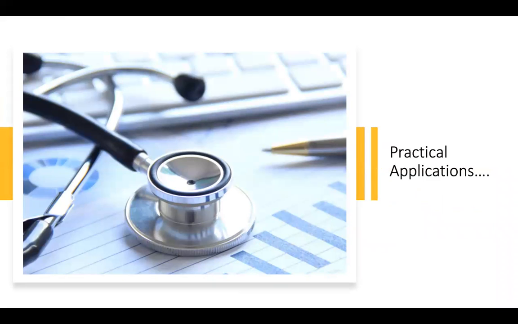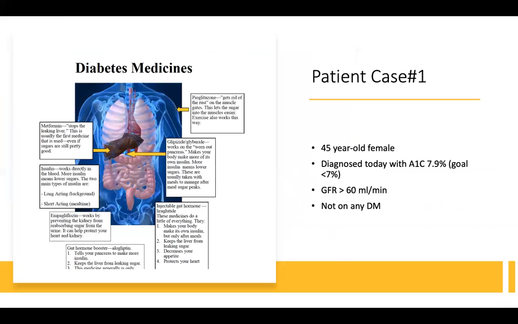Now we are going into the second part of this presentation and focus on applying the knowledge to patient cases. Patient case number 1. In this case, we have a 45-year-old female who was just diagnosed with diabetes today with an A1C of 7.9%. This patient's kidney function is good. I'm going to pause for a second and let you think about what will be the first agent that you would recommend for this patient.